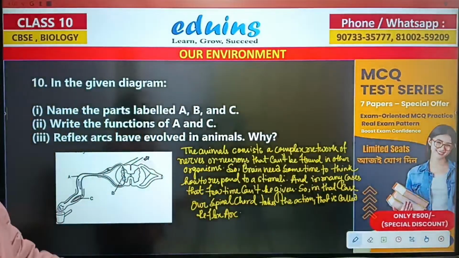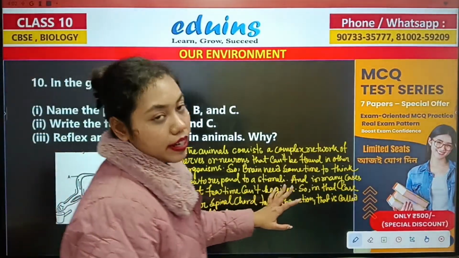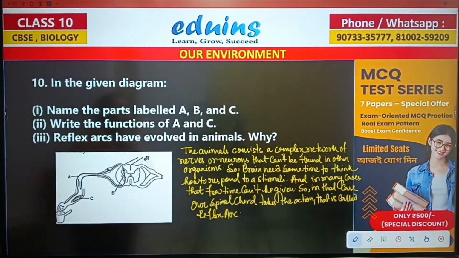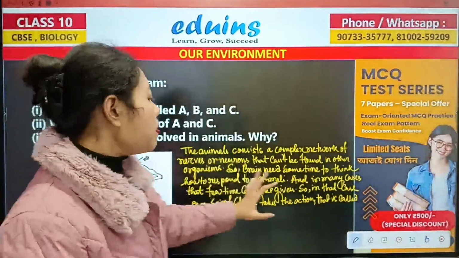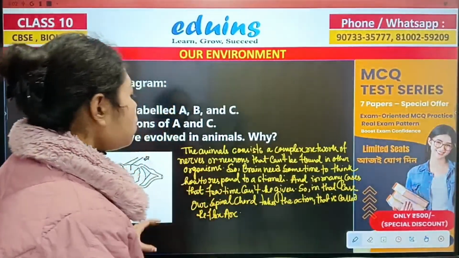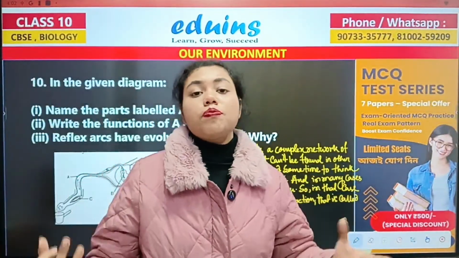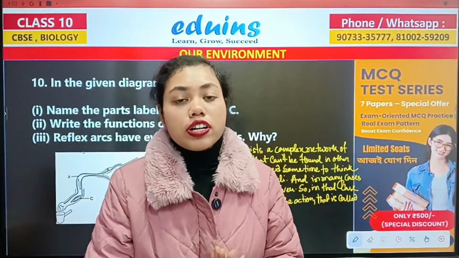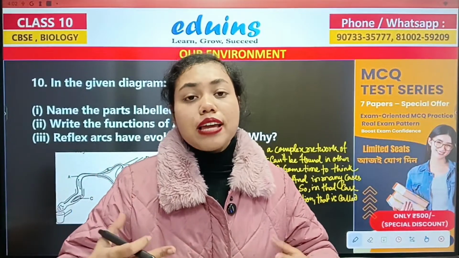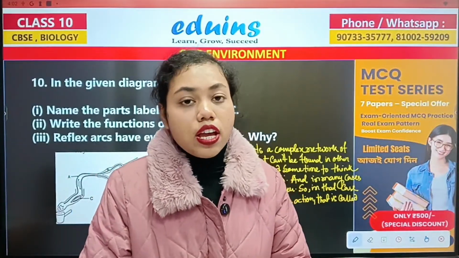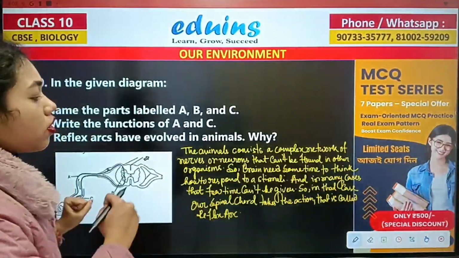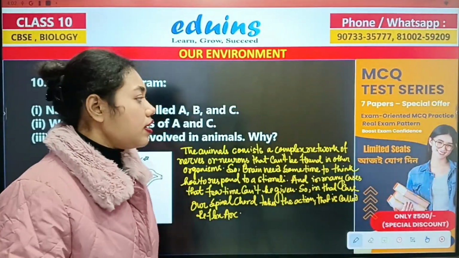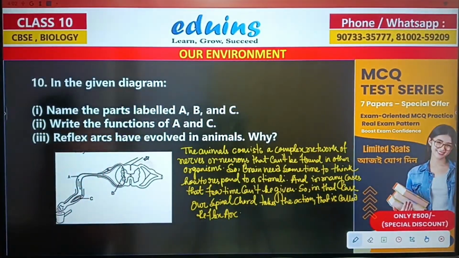So it's totally controlled by the spinal cord, not the brain. This is the reason: animals consist of a complex network of nerves or neurons that can't be found in other organisms. The brain needs some time to think how to respond to a stimulus. In that case, the spinal cord takes the action because sometimes that time can't be given to the brain. So this is called the reflex arc.